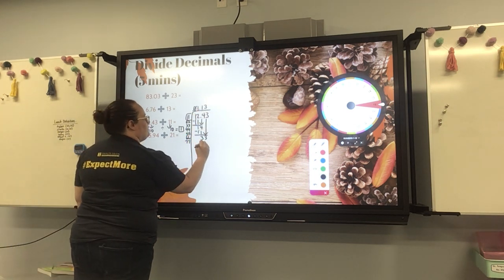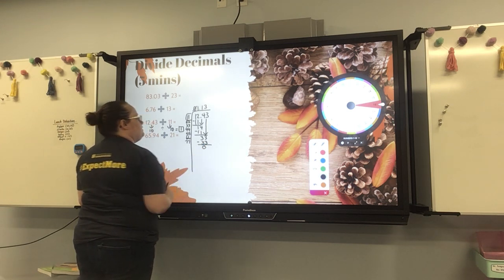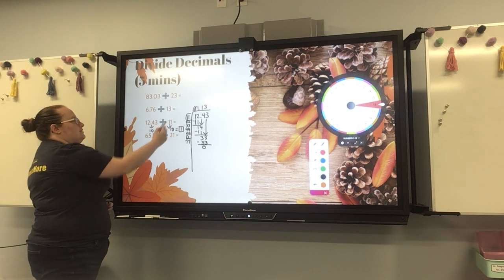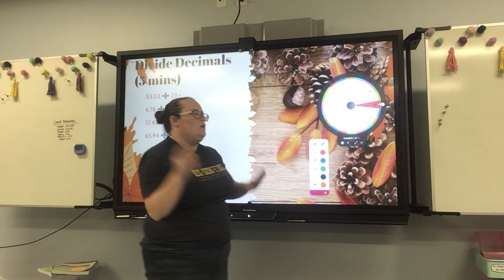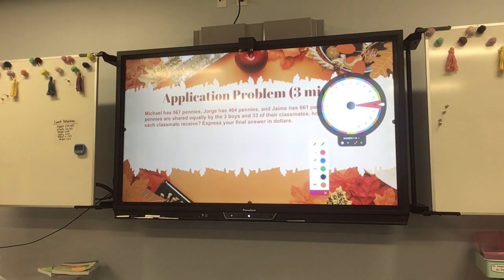I'm going to put a 3 in my quotient. Subtract 33. That is 0. My answer would be 1 and 13 hundredths. That is close to 1. We didn't beat the clock, but that's okay. Division takes a little bit longer.